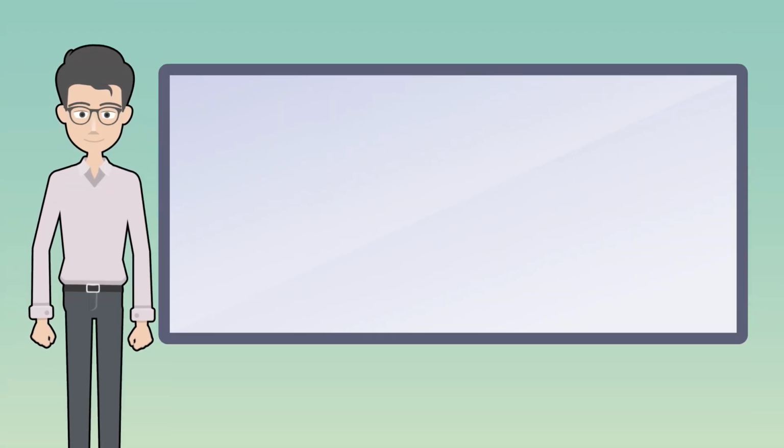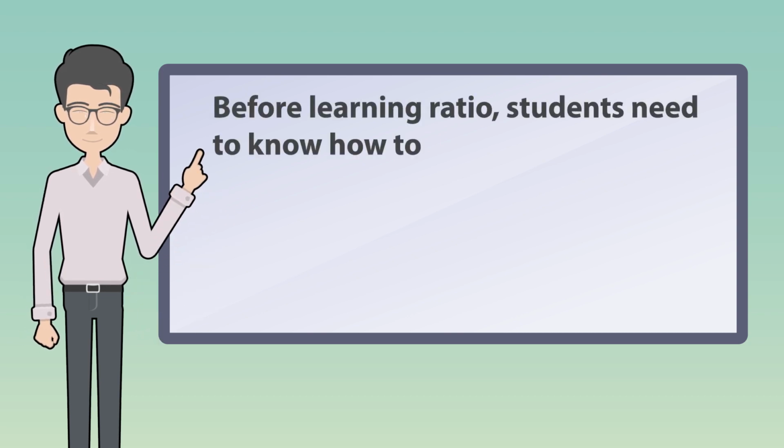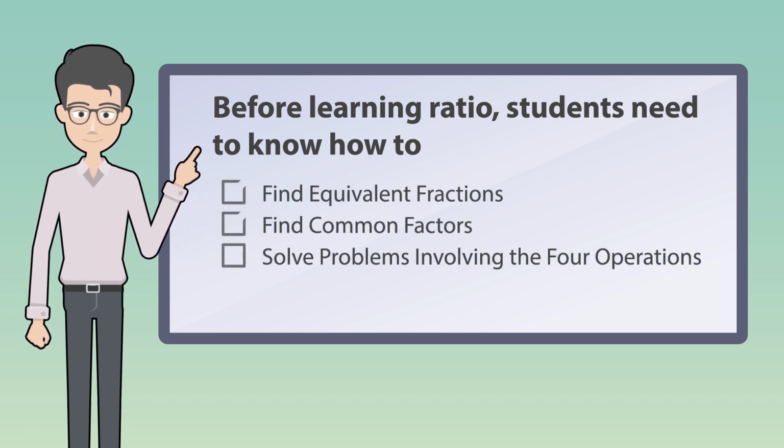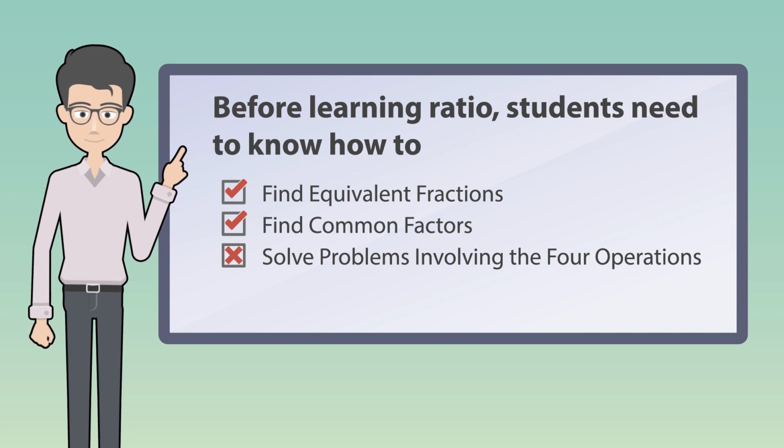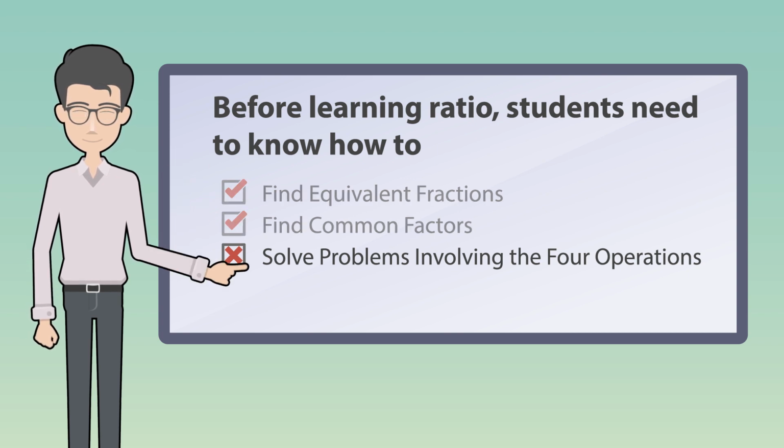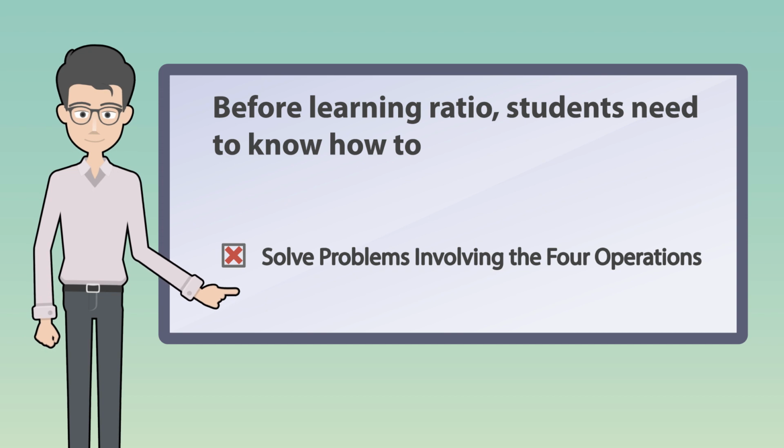Here's an example which demonstrates how a teacher may cater to the readiness levels of his students. A mathematics teacher who wants to teach ratio to primary 5 students must first check if students have knowledge of the prerequisite skills of finding equivalent fractions and common factors, as well as solving problems involving the 4 operations that were taught at earlier primary levels. If they don't, this prerequisite knowledge would need to be included as part of the content to be learnt for students who lack the knowledge.